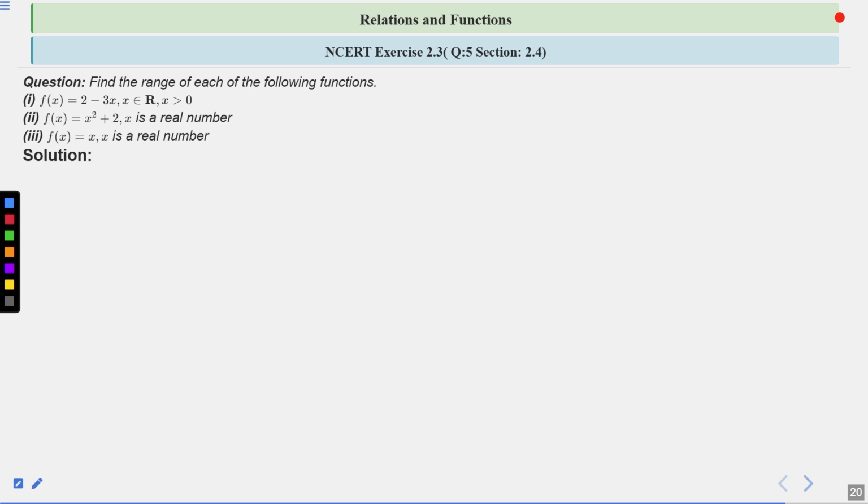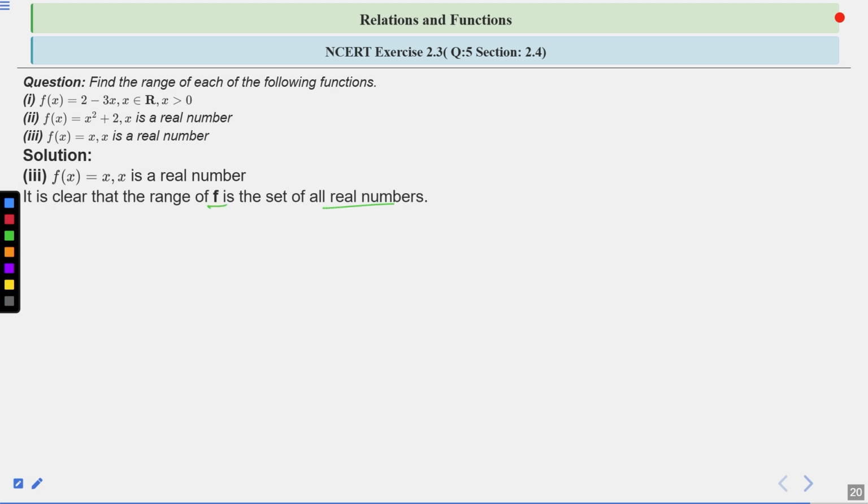Now for the third, as given, f(x) is equal to x, x is your real number. It is clear that the range of f is the same as the domain, or the values of x, which in this case is the complete set R of reals. Clear? So this is it. Thank you.